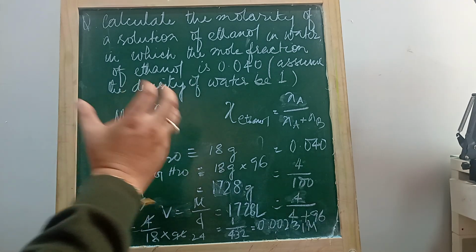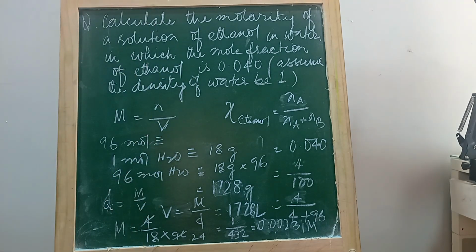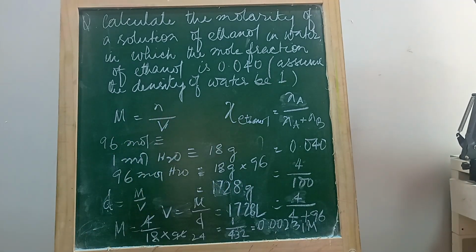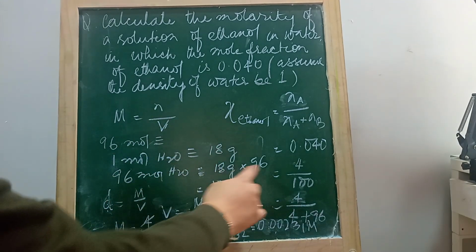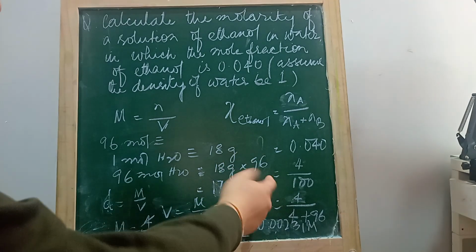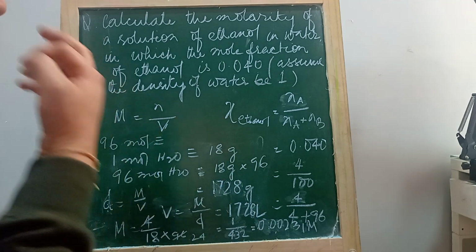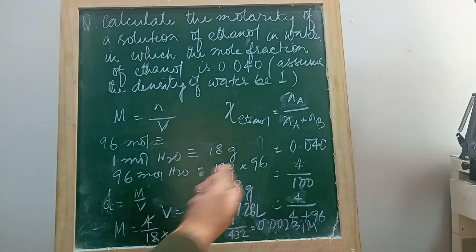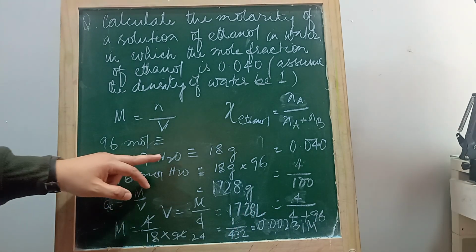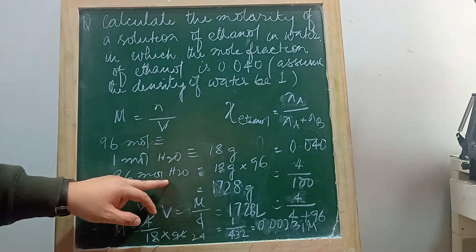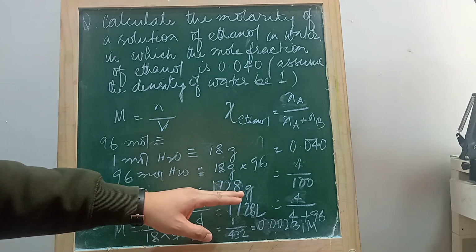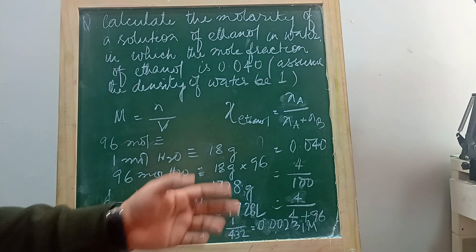So what will be the mass of 96 moles of water? We know the molar mass of water is 18 grams, because the molecular mass of water is 18 u, unified mass. 1 mole of water is 18 grams, so 96 moles will be multiplied by 96. This is around 1800, but the exact figure is 1728 gram. 1 mole of water weighs 18 gram, so 96 moles of water will be 18 multiplied by 96, which is exactly 1728 gram. Approximately 1800 gram.